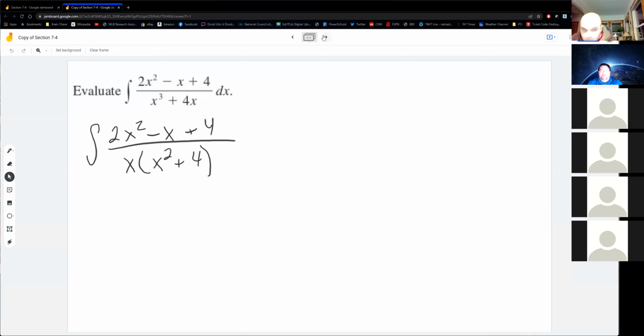Once you factor the bottom, you can see if you can do that. In this case, we're not going to be able to. If you factor out the bottom and say, wait, maybe I can factor part of this on the top and cancel it out, you can do that, but you don't actually have to. All right, so my 2 pieces are going to be A over x and then bx plus c over x squared plus 4.